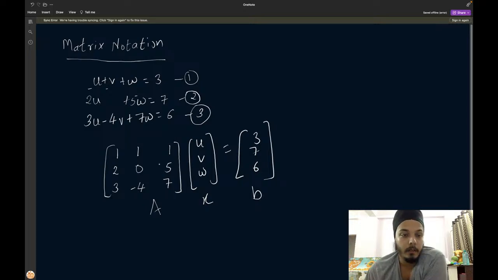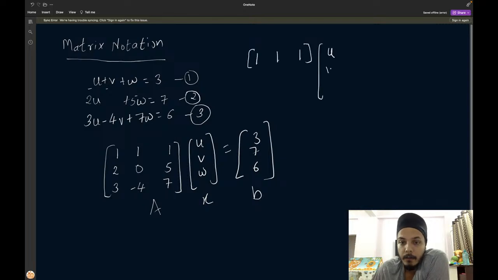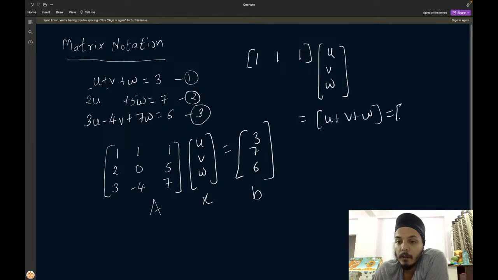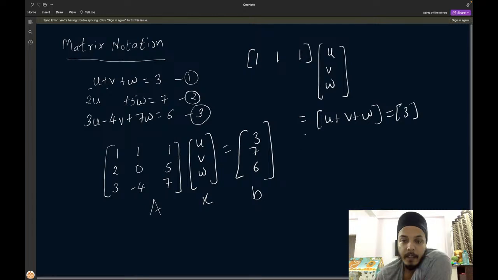So the first row here is 1, 1, 1. When you multiply it with u, v, w, you get 3. So we can write it here as 1, 1, 1 multiplied by u, v, w. So this will be nothing but u plus v plus w. And this will be equals to the right hand side 3.